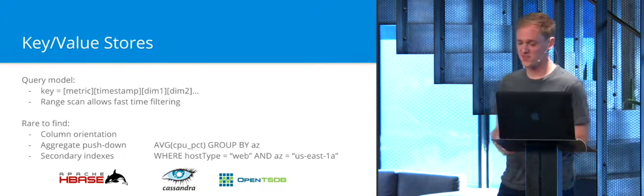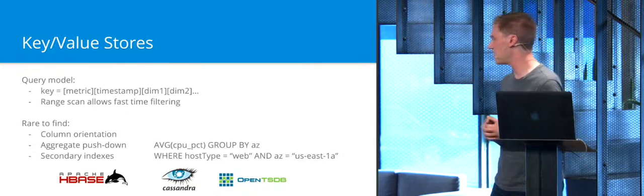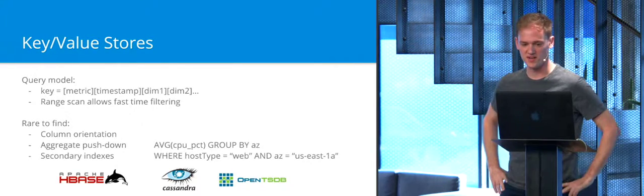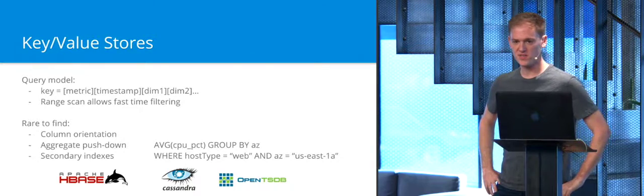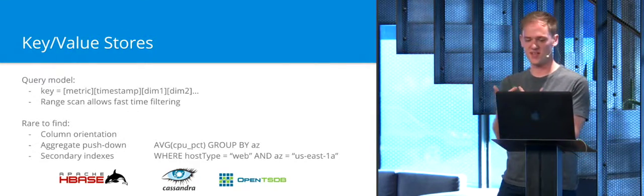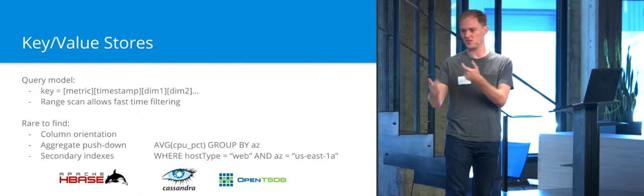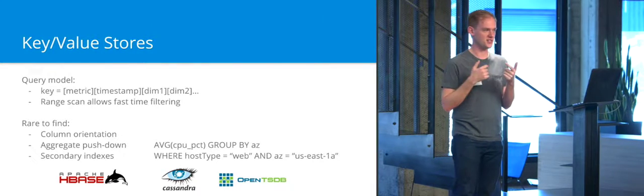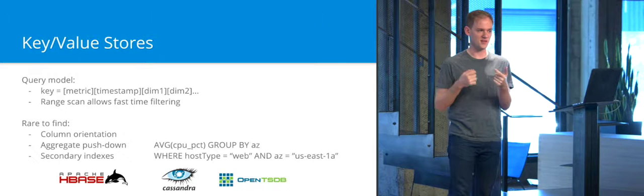And then finally, key value stores. These are pretty popular for metric storage, and I think our value against them is pretty clear. The way that most people use key value stores for metric storage is you have a key that's your metric, and then a timestamp, and then whatever dimensions you have. So your first dimension might be host name, your second dimension might be server type, and so on. Your third dimension might be availability zone or data center.